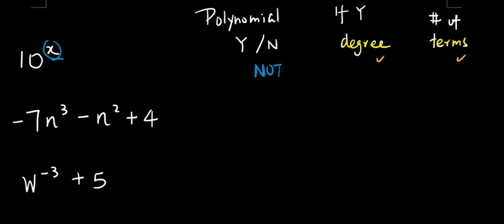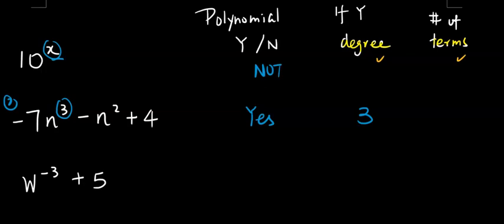Let's look at the second one. Second one is right here. Is it a polynomial? Good. That is a polynomial because the exponent is a positive and it's not a variable. It is a polynomial. All right, let's look at the degree. The degree is the highest exponent, so degree is 3.